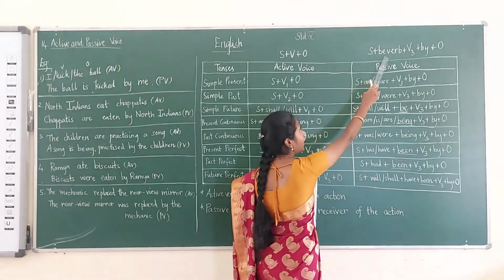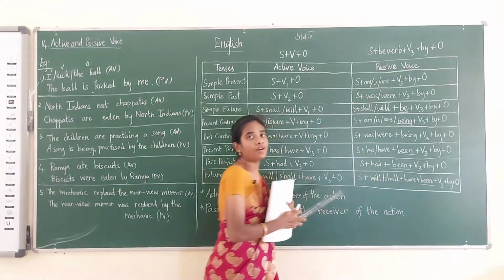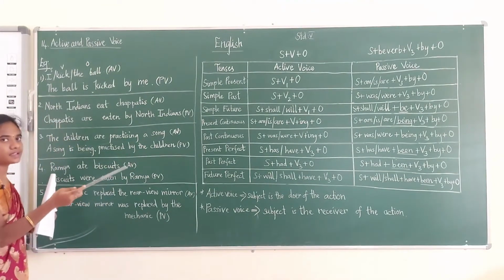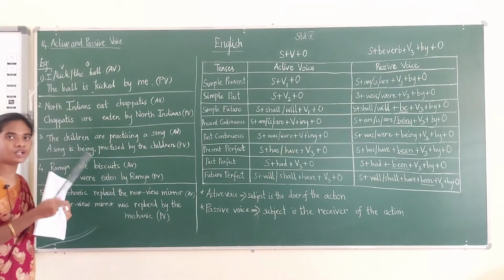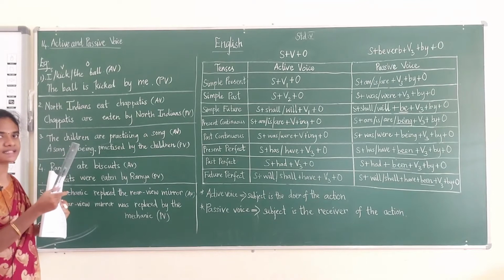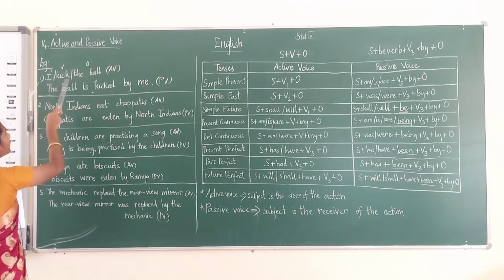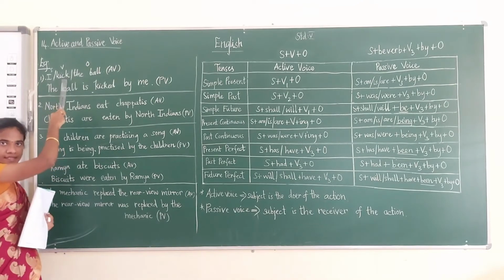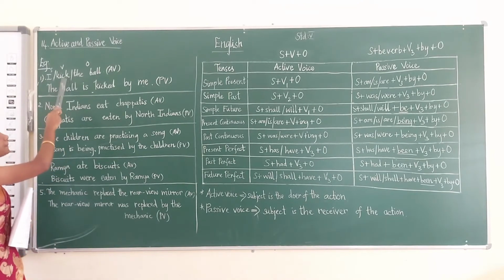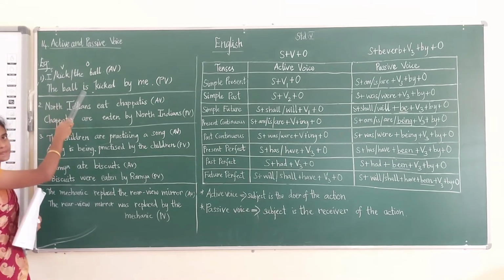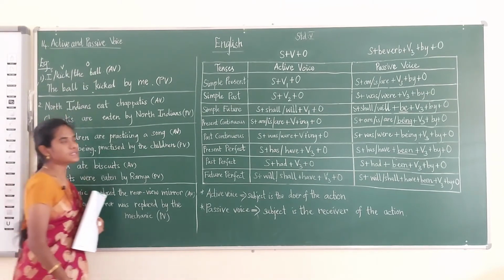Next, what do we have to write? We have to write the be verbs. For writing the be verbs, you have to see the tense of the verb. What tense is the verb in the active voice? Now the verb, kick, is the verb. Here what tense is it? Whether it is present or past, it is in the present tense. So we have to write the present tense be verbs. What are the present tense be verbs?